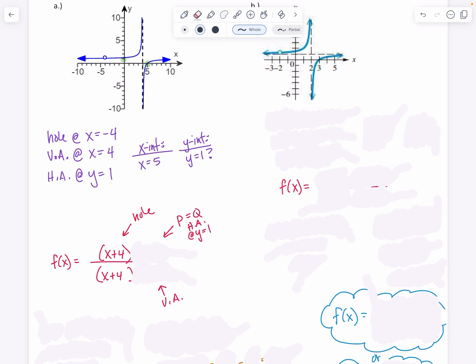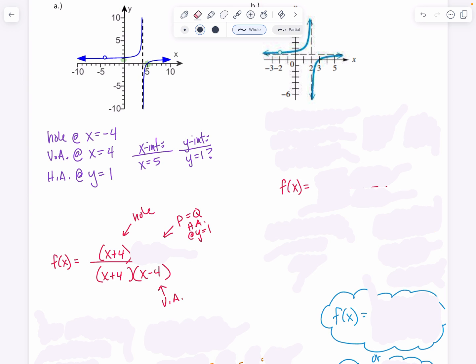The next thing I'm going to look for is a vertical asymptote. I know those vertical asymptotes are when the denominator equals 0, right? After evaluating the holes, and in simplified form, what factor is going to cause that denominator to equal 0? Well, if there's a vertical asymptote at x equals +4, then I know that there's a factor on the denominator of x minus 4. That's going to cause my vertical asymptote.